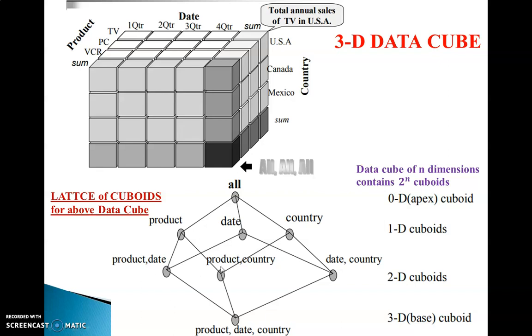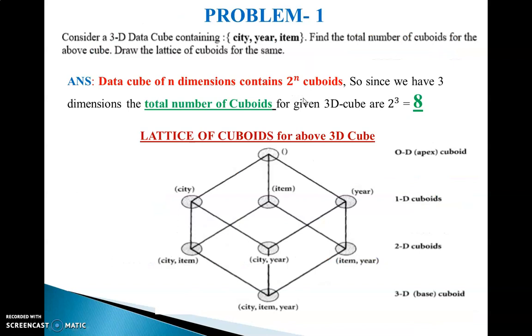I have shown you all of them. So this is the lattice of cuboids. What we have drawn is the lattice. There is a spelling mistake, it is L-A-T-T-I-C-E. So this is the lattice of cuboids for this data cube with 3 dimensions. Now we'll see the problem.